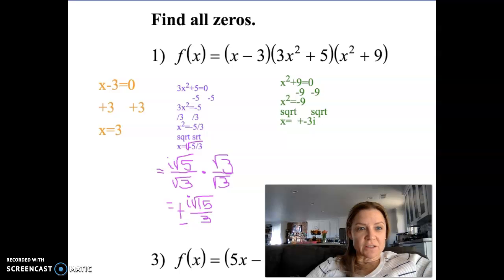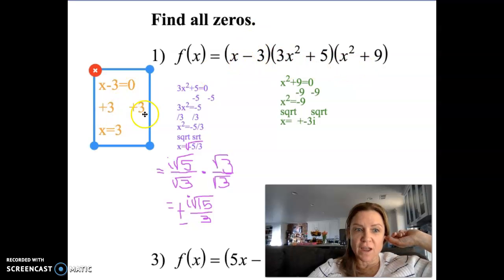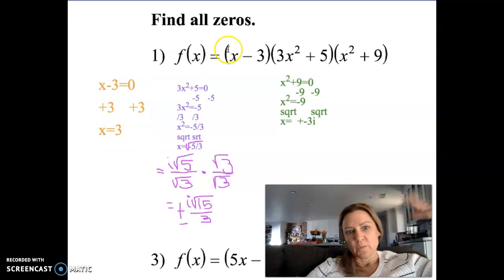This is Pre-Calculus Assignment 36, problem number 1. The directions say to find all the zeros, and the polynomial has already been factored. The first factor is x minus 3. That one's easy, just set it equal to 0, add 3 to both sides, and you get 3.